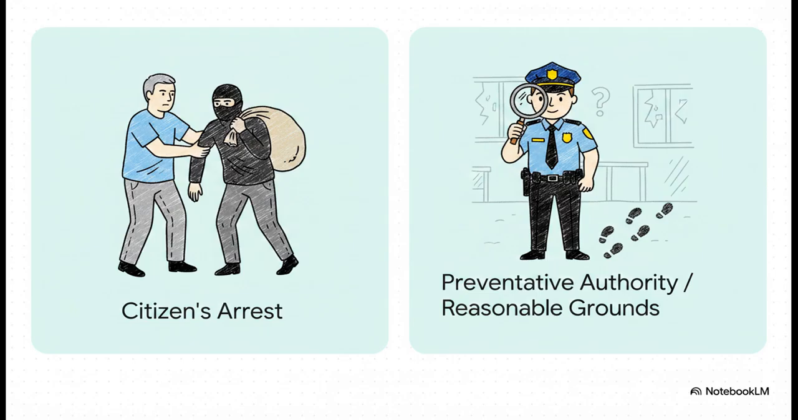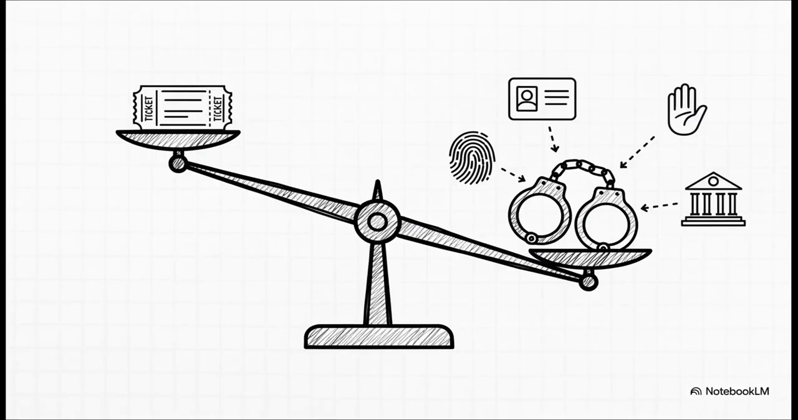Meanwhile, Section 495 gives peace officers much broader preventative authority. It allows them to arrest based on reasonable grounds of an offense that has been committed or even one that is about to be committed. But think back to our scale of balance from the beginning. Even with these broad powers out on the street, Section 495(2) steps in to restrain police action.